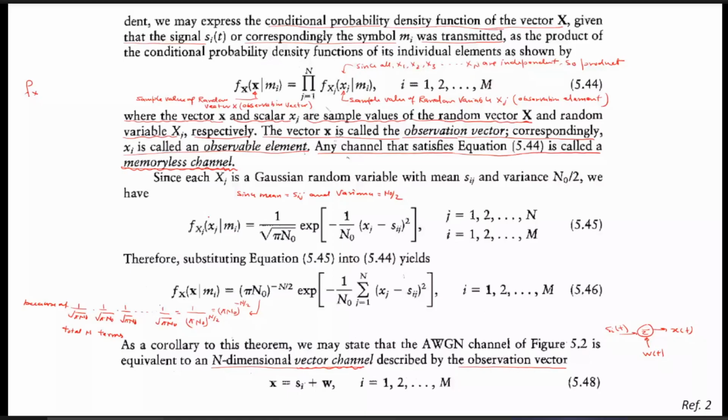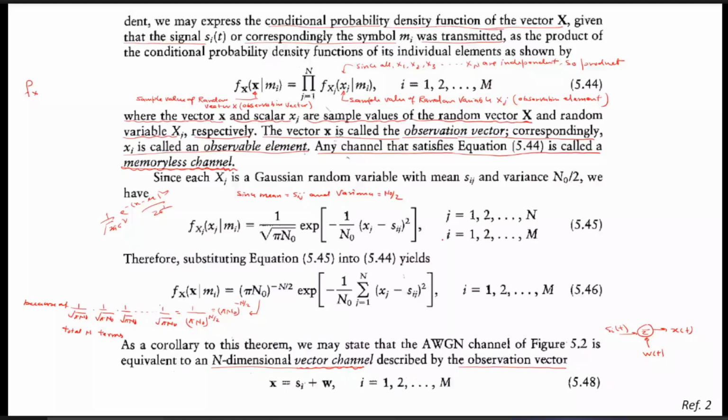Since we know that for the jth correlator, this conditional density function can be defined simply as 1 upon under root 2 pi sigma square, to the power minus (x minus mu) whole square by 2 sigma square. And since we have calculated this sigma square as N0 by 2, we can write it as 1 upon under root pi N0, exponential of minus (xj minus sij) whole square by N0, where mu is nothing but sij. So this is the conditional probability density function for the jth correlator.